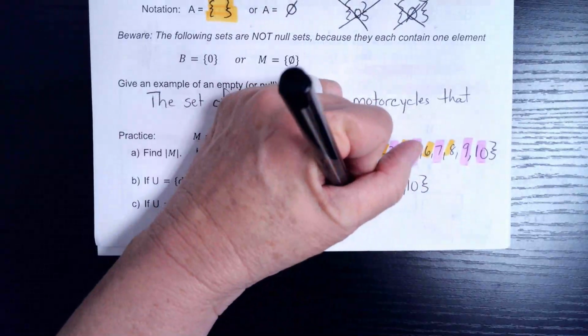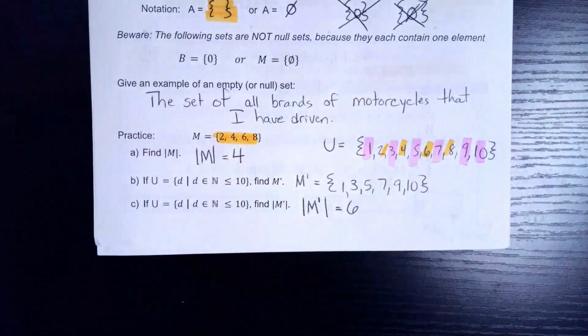Anytime you are giving me a cardinal number, you are giving me a number. I was grading a paper today that asked for the cardinal number of an empty set, and they drew a 0 with a slash through it. That's not a number. That's a symbol.